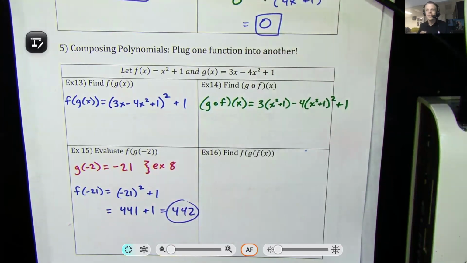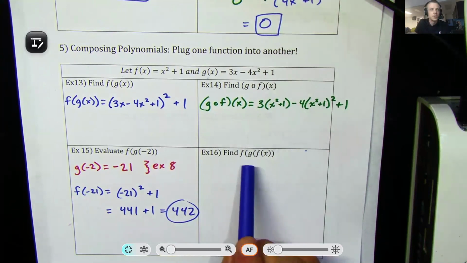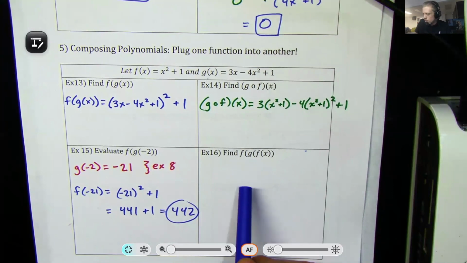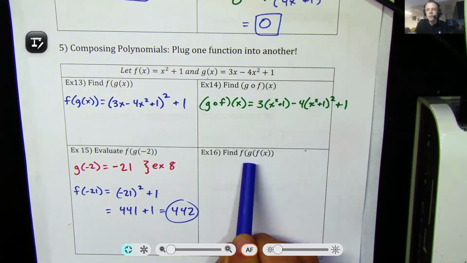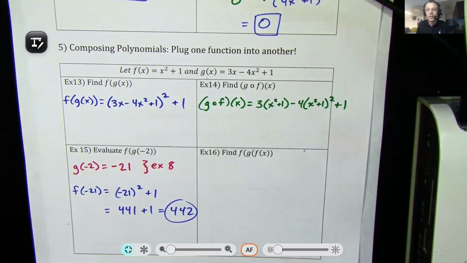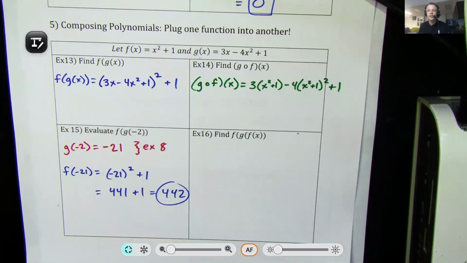All right, our very last example today, I hope I'm doing well on time. We are going to do something crazy. We are going to compose f into g and then compose that entire thing back into f. So this is a really ugly problem. I'm going to get started. I'm going to let you try to finish on your own, and then we'll talk about it in Zoom.